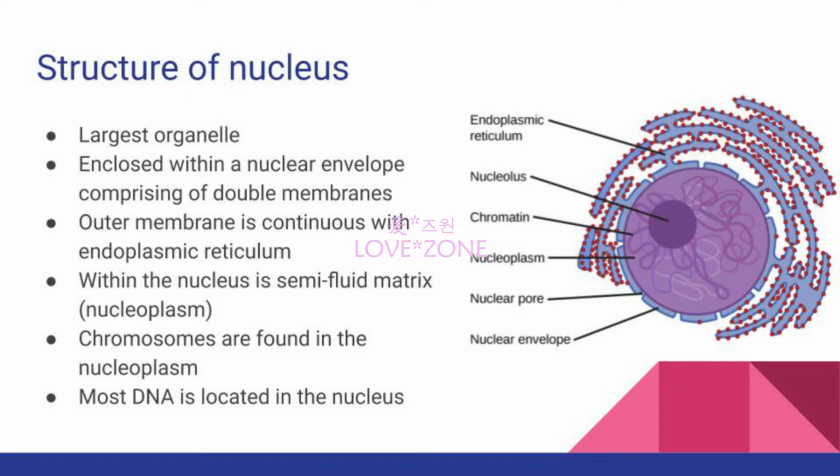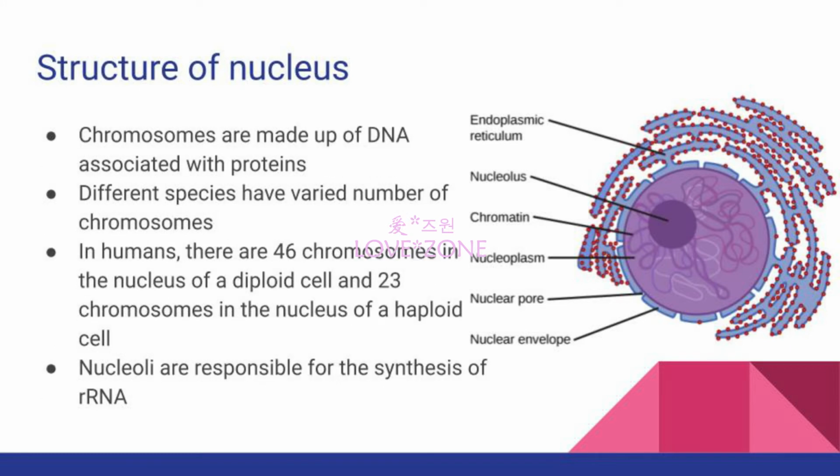The nucleus is the largest organelle and is enclosed within a nuclear envelope comprising double membranes. The outer membrane is continuous with the endoplasmic reticulum. Within the nucleus is a semi-fluid matrix called nucleoplasm, where chromosomes are found. Most DNA within a cell is located inside the nucleus. Chromosomes are made up of DNA associated with proteins. Different species have different numbers of chromosomes.